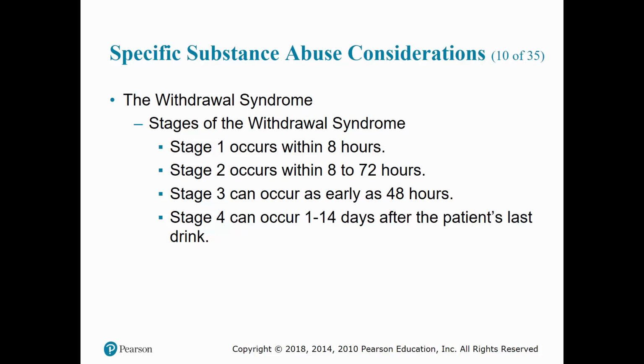There are multiple stages of the withdrawal syndrome. The first stage usually occurs within 8 hours after the last drink and includes nausea, insomnia, sweating, and tremors. Stage 2 includes stage 1 symptoms, only worse, as well as hallucinations. Stage 2 usually occurs within 8 to 72 hours from the last drink. Stage 3 occurs within 48 hours and may include seizures. Stage 4 can occur within 1 to 14 days and includes delirium tremens.